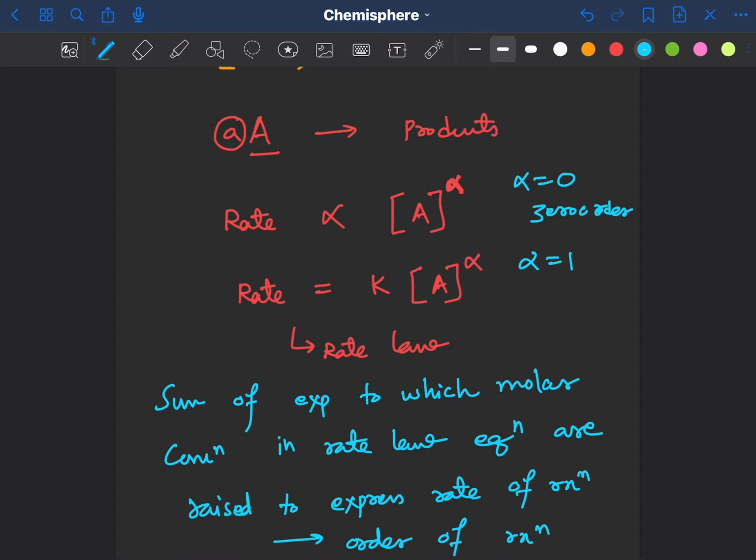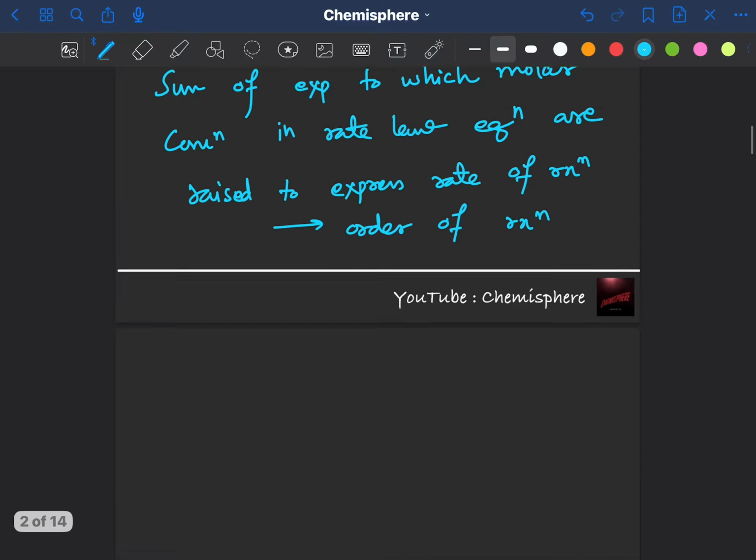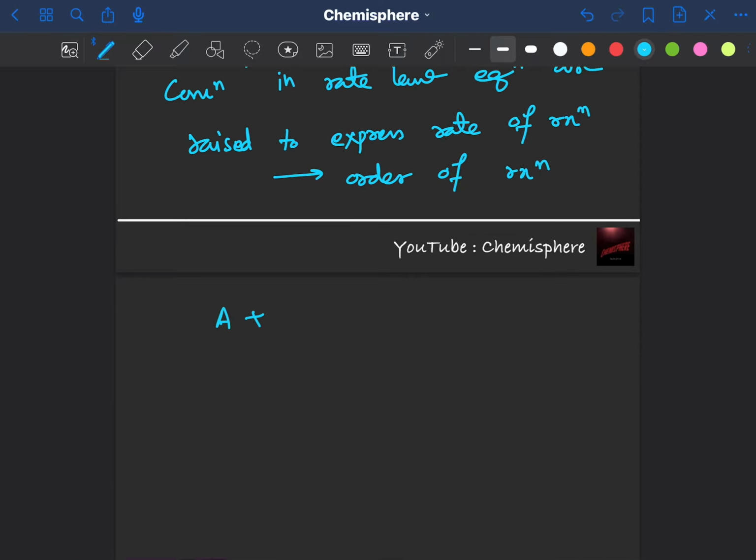If alpha is equal to 1, it will be a first order reaction. So let us assume that there are two reactants, A plus B, giving us some products. We don't care about them, at least here. Let us say, writing the rate law, rate is equal to K into A to the power alpha, B to the power beta.